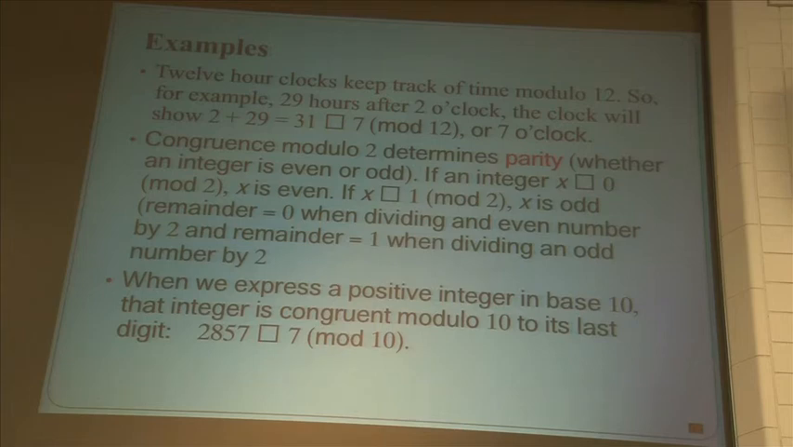So, time here is measured in base 12. 29 hours after 2 o'clock, that's 2 plus 29 equals 31. 31 is the same as 7 mod 12. So 29 hours after 2 would be 7 o'clock.